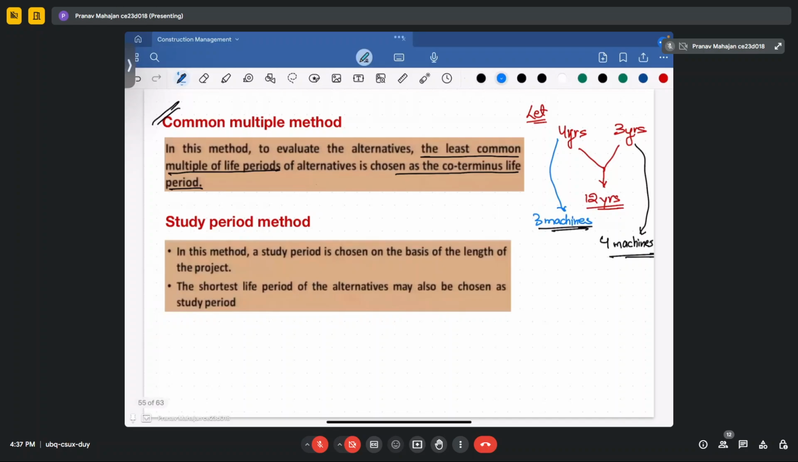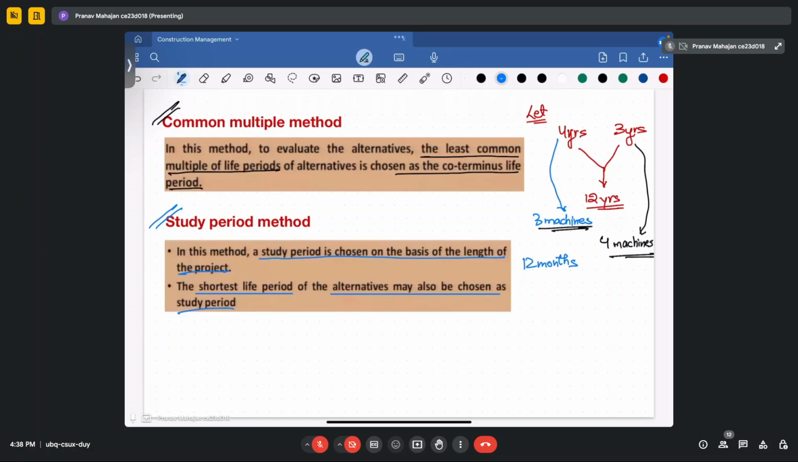Another approach you can apply in this case is the study period method. So what do you do in the study period method? In this method, a study period is chosen based upon the length of the project. Suppose a 12-month project is there. The shortest life period of the alternatives may be chosen as the study period. So if you have different estimated costs or estimated time available to complete the project, then to estimate the return, you take the shortest period and see whether the return is feasible for you or not.